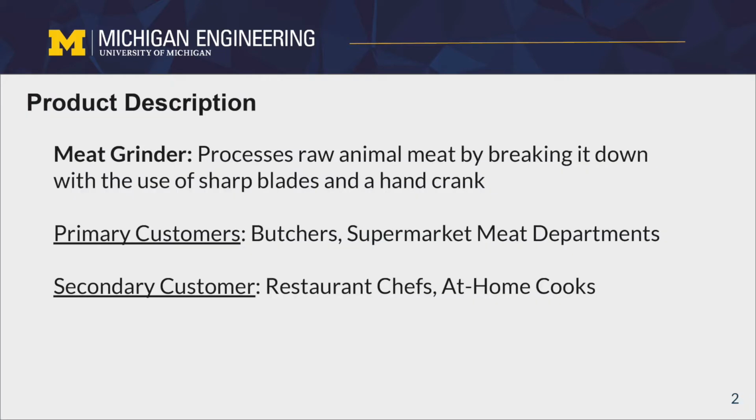A meat grinder is a machine that processes raw animal meat by breaking it down with the use of sharp blades and a hand crank. Some of the primary customers will be butchers and supermarket meat departments who are trying to sell meat products to consumers in packages. The secondary customer would be restaurant chefs and at-home cooks. They are more trying to make meat products from scratch and make their own meals.